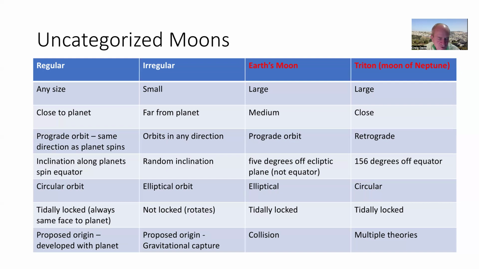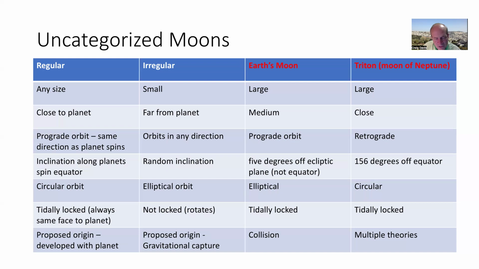Earth's moon's orbit is also prograde, like a regular moon. Triton's is retrograde, so it's rotating the wrong way. Earth's moon is not exactly inclined along our equator. It's 5 degrees off the ecliptic plane. That's the direction if you drew a line from the Earth to the sun. But the Earth doesn't rotate that way. The Earth is tilted at a 23.5 degree angle. So Earth's moon is not rotating along our equator, and Triton is far off the equator.